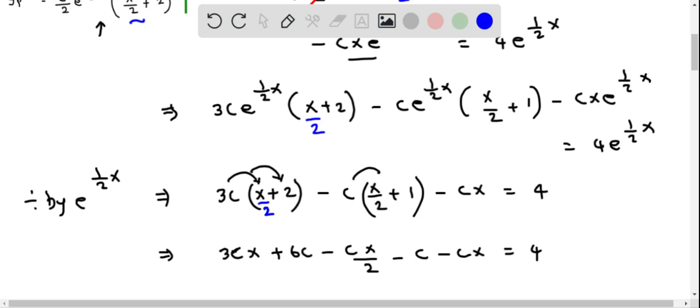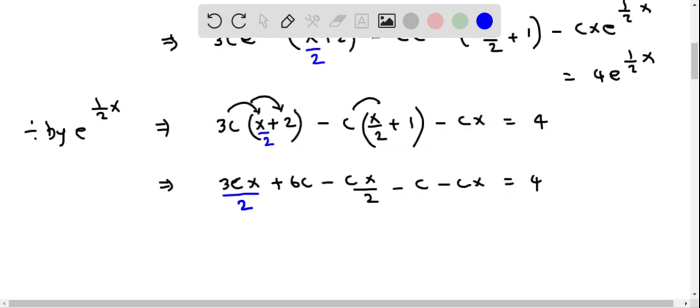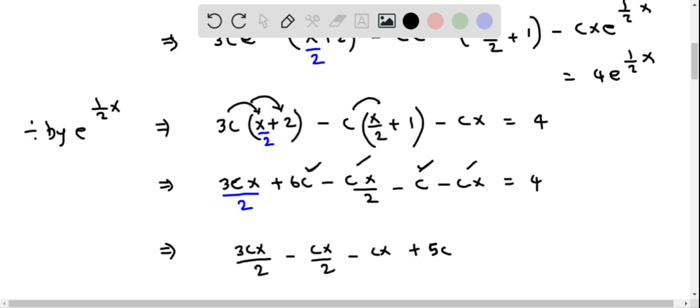And so when you distribute this, this will be 3cx by 2. Let's simplify this. And so this gives, this one is 6c minus c. This one is a 5c. So first I put this 3cx by 2. Then I write this negative cx by 2. I then write this negative cx. And this 6c minus c is 5c. So I put 5c, and this equals 4.